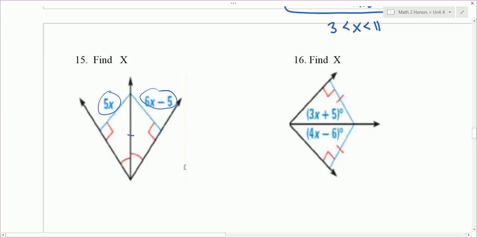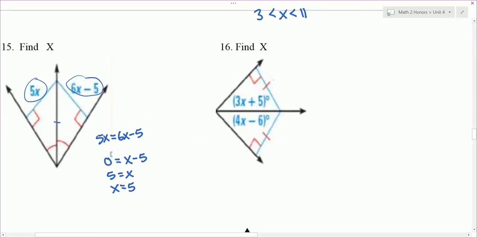So the 5x and the 6x minus 5 are going to be equal. And we can solve for x using this. I'm going to subtract 5x and add 5. So x is 5.